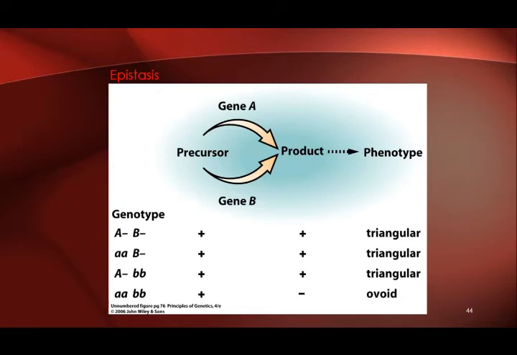So it means that if A is turned on, you can still have the product. If B is turned on, you still have the product. The only way to not get the product is if both genes are off or recessive. So if you have big A, big B, triangular, because you still have product. Small a, big B, still triangular, because you still have gene B that will create the product. And then you have big A, small b, you will still become triangular because you still have the gene A that will create the product. And then you have small a, small b, meaning that none of the genes are dominant, so they will not create the product. They will become ovoid.